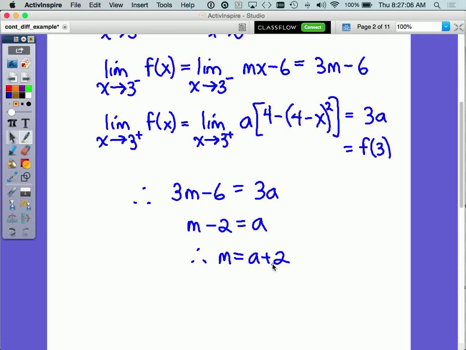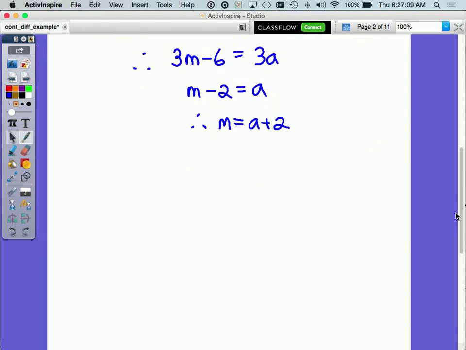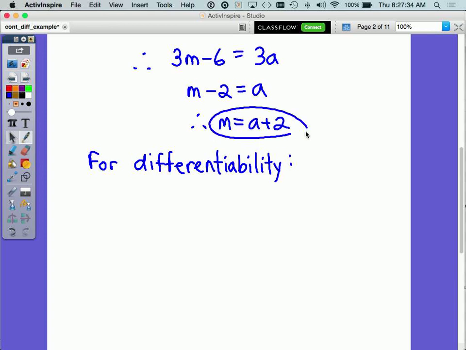There's an infinite number of answers, and all we have to do is describe them, and that's what we've done here. Now we can move on to the last part of the question, which is asking us about differentiability. In order for the function to be differentiable, I need two things. One, I need it to be continuous, which I've already done. That's up here. So I still need m equals a plus 2. I also need that its left slope equals the right slope.